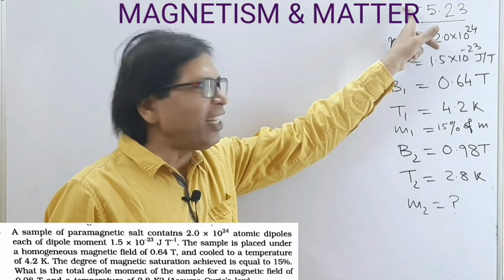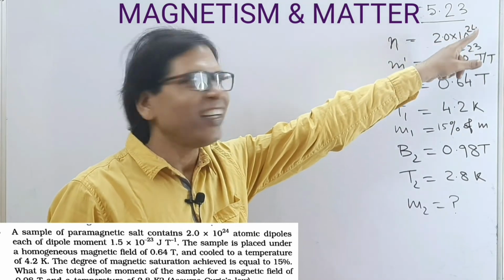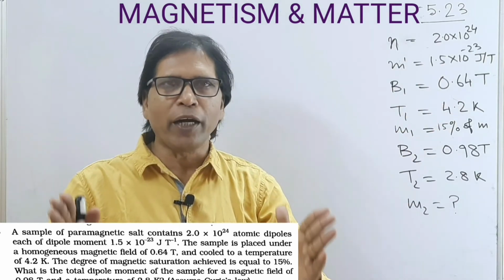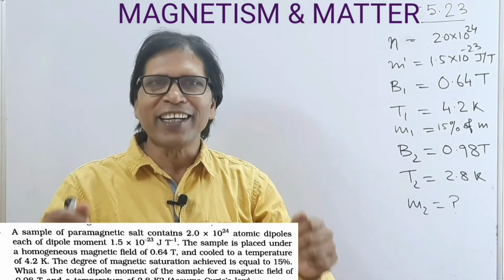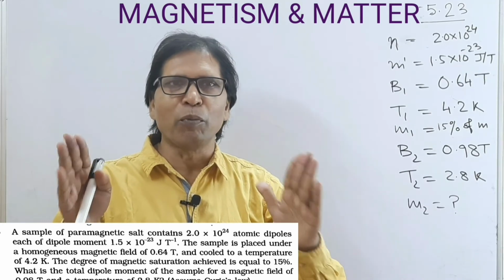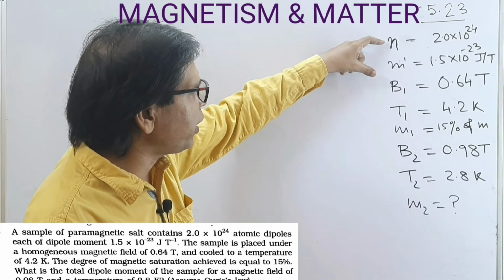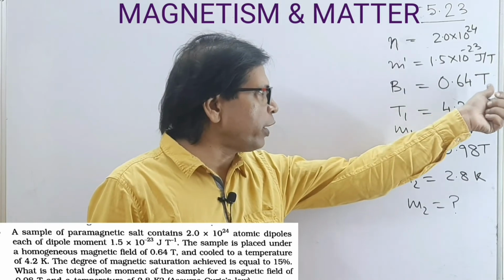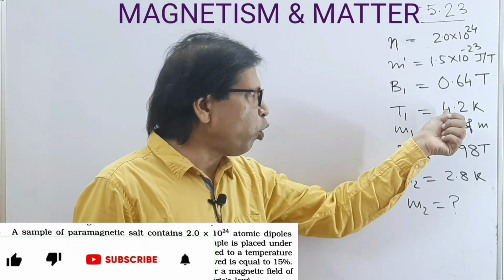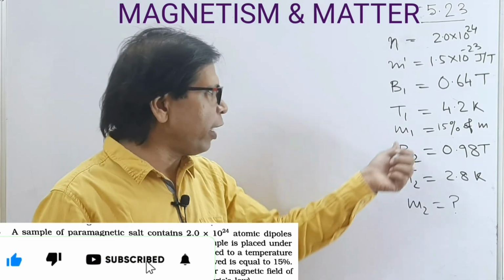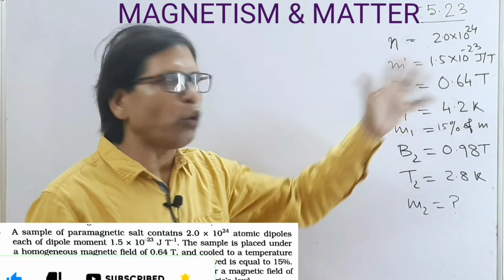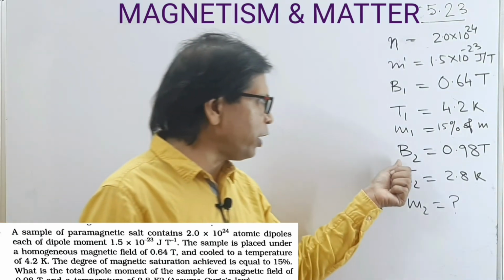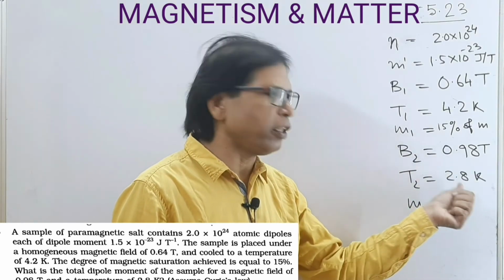Okay. Look at this NCERT numerical 5.23. Number of atoms in the sample is 2 into 10 to the power 24. Now what is the maximum dipole moment? The maximum dipole moment is equal to this into this. Now it is placed in a magnetic field 0.64 Tesla at temperature 4.2 Kelvin. Now at saturation the magnetic moment is 15% of total magnetic moment. Now what is the magnetic moment if this sample is placed at this magnetic field at temperature this?